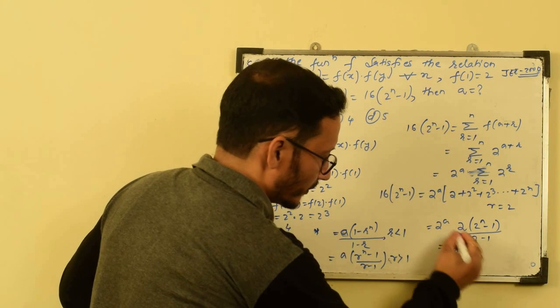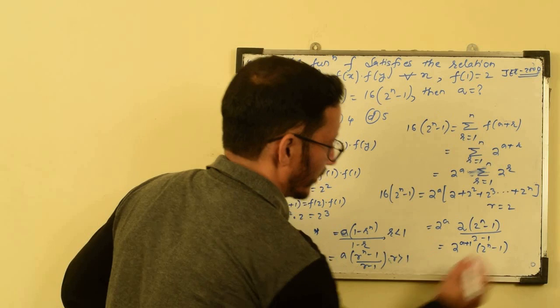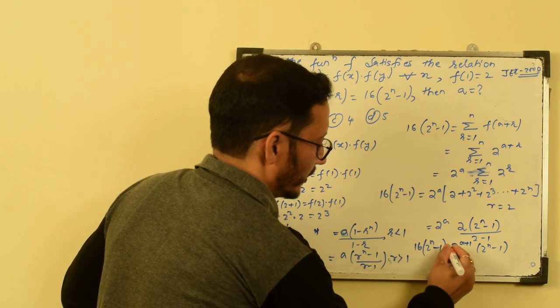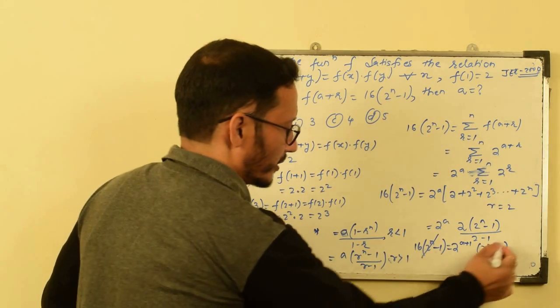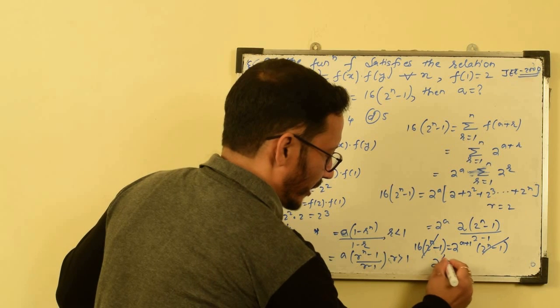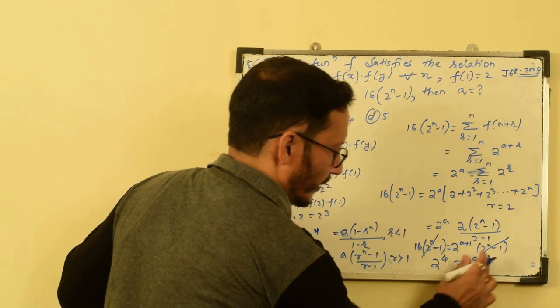And this one will be 2 to the power a plus 1 times 2 to the power n minus 1. Here it is given that 16 to the power n minus 1 is equal to this one. Can I cancel this one and this one? Yes, cancel it. 16 to the power n can be written as 2 to the power 4n, equal to 2 to the power a plus 1.